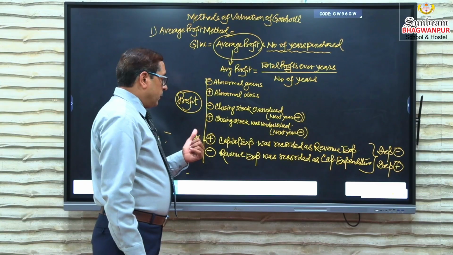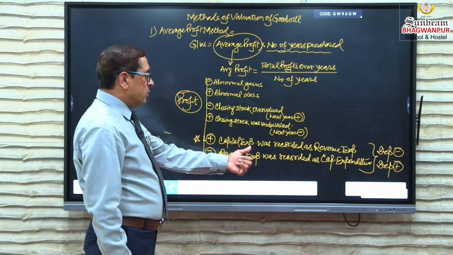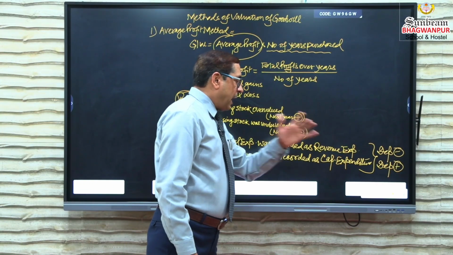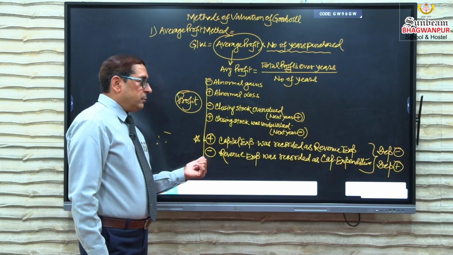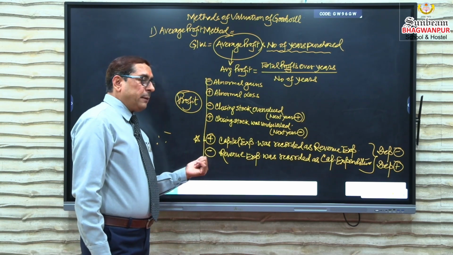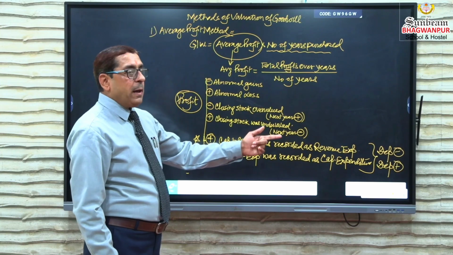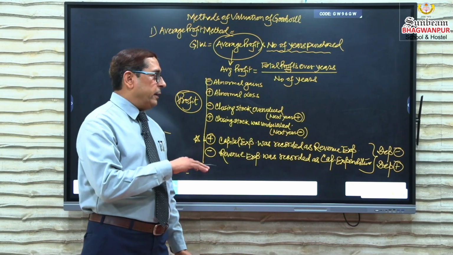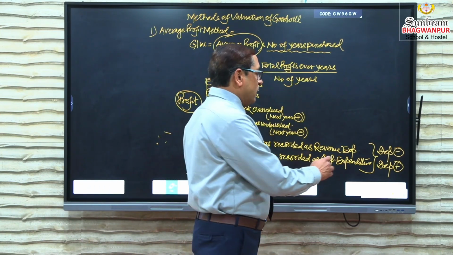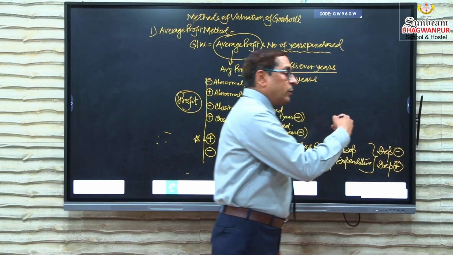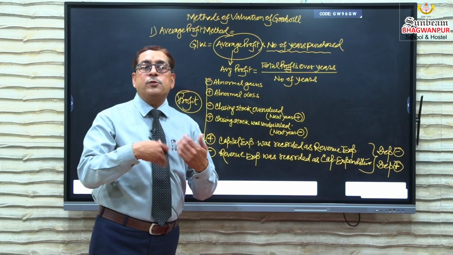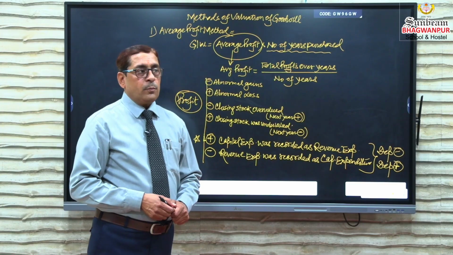At last, revenue expenditure that was recorded as capital expenditure. In this case, it is to be added in the profit of that particular year, and if depreciation was already provided, that has to be added back in that year's profit and in subsequent years' profit also.